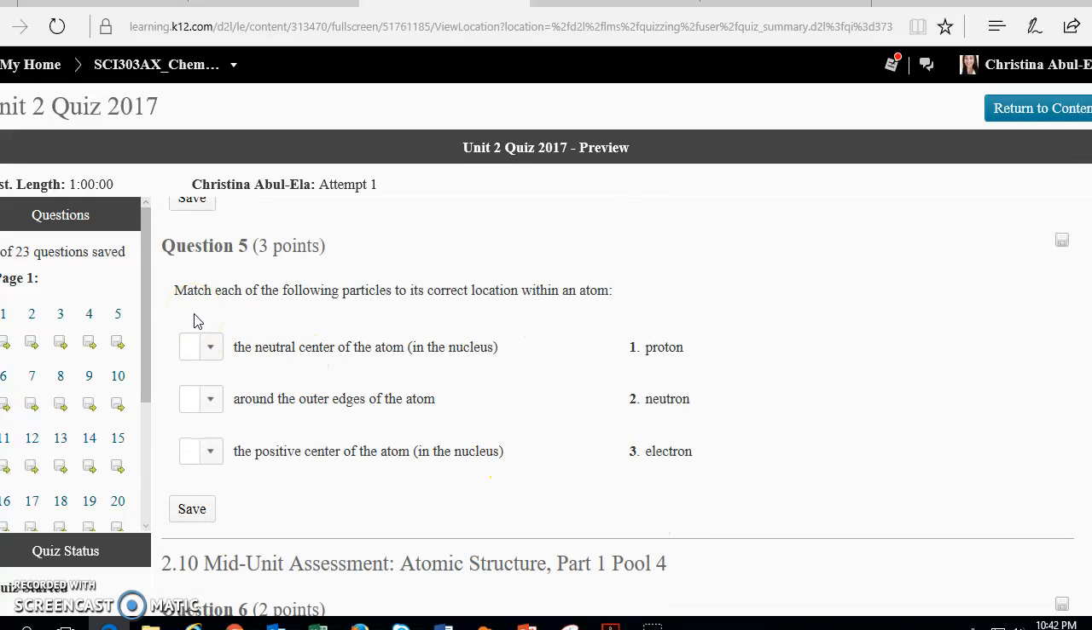Question 5. Match each of the following particles to its correct location within an atom. We have the neutral center of the atom, or in the nucleus. We have around the outer edges of the atom, and the positive center of the atom, or again in the nucleus. The particles we're matching are proton, neutron, electron.